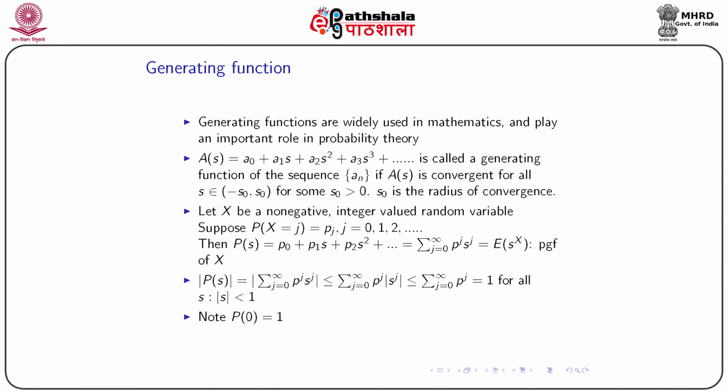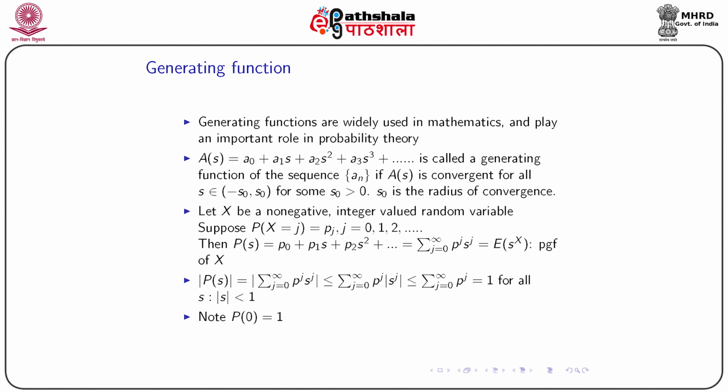Consider this function A(s), which is a function of s: a0 plus a1 s plus a2 s squared plus a3 s cubed and so on. This is called a generating function of the sequence a_n if this function A(s) is convergent for all s belonging to (-s0, s0) for some s0 greater than 0, and this s0 is called the radius of convergence. So this is essentially a convergent series, and from it we can find the radius of convergence too.